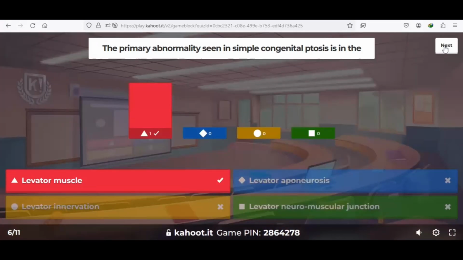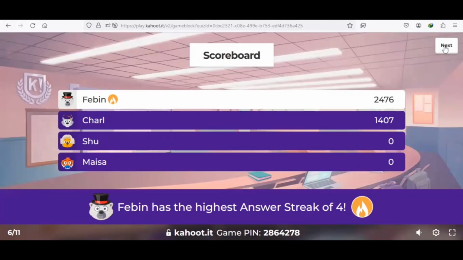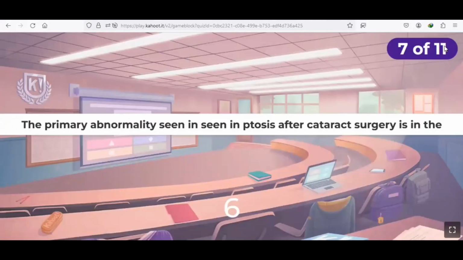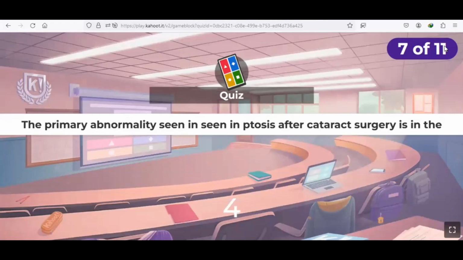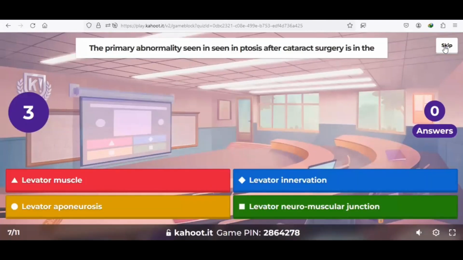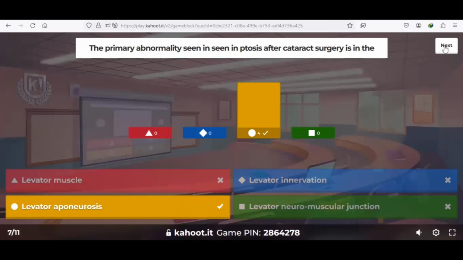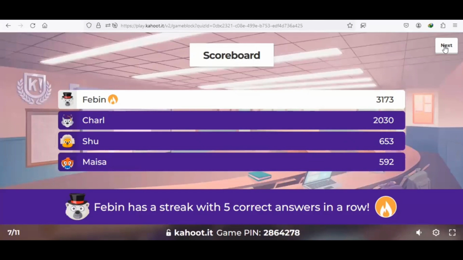The primary abnormality seen in simple congenital ptosis is in the muscle. The primary abnormality seen in ptosis after cataract surgery is aponeurosis. So after cataract surgery, we may get aponeurotic ptosis. This is the correct answer.